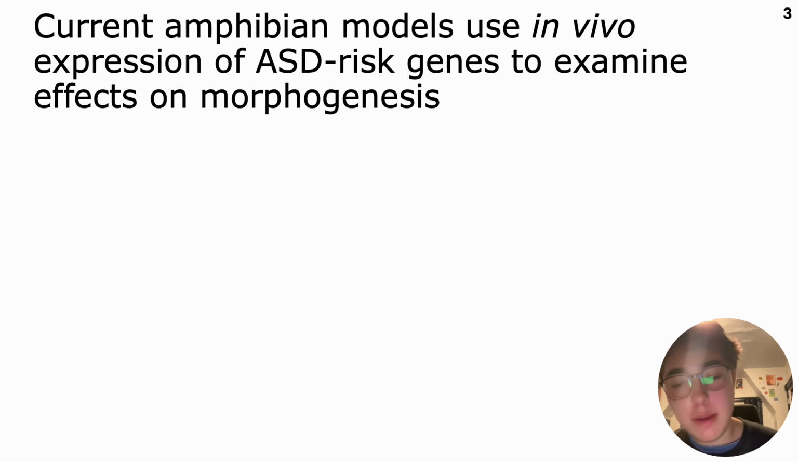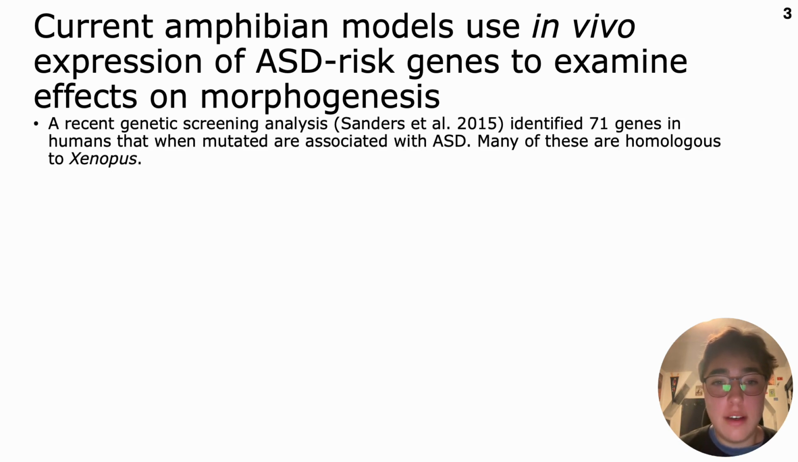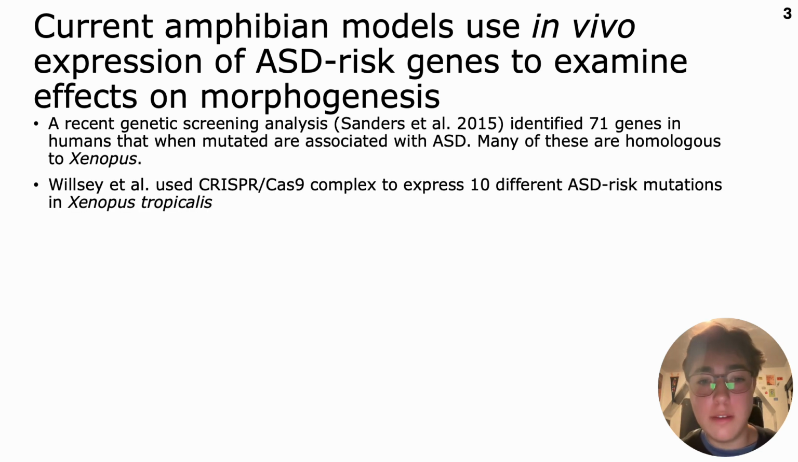So the current amphibian models use in vivo expression of ASD risk genes from humans to examine their effects on morphogenesis. A recent genetic screening analysis identified 71 different genes in humans that are associated with ASD when mutated. So it was found that a lot of individuals with ASD had mutations in these specific 71 genes, and many of these genes are homologous with Xenopus.